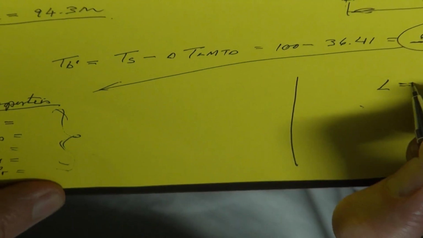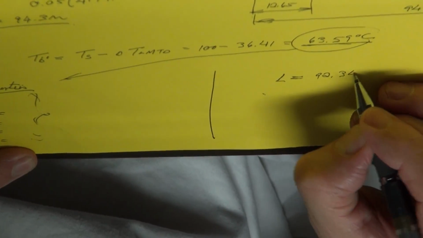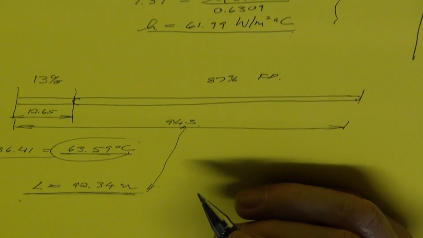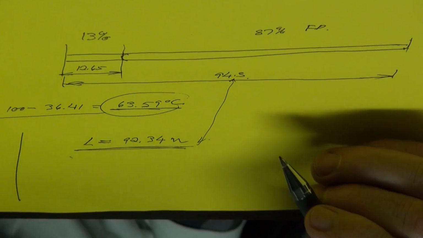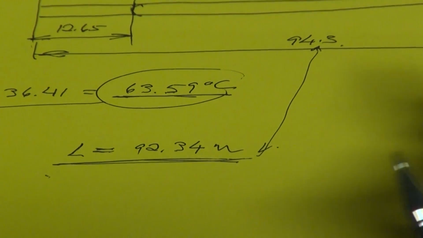And if you do that, then you're going to calculate that the length is 92.34 meters. If we compare it to that length, then we can see that it is within a few percent. So I think it was a good assumption, but if you want to do a refinement, then you can do it like that.